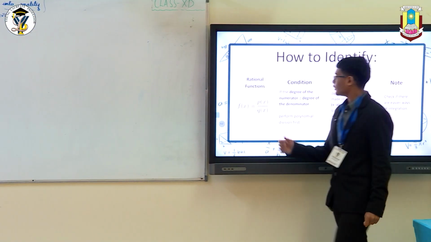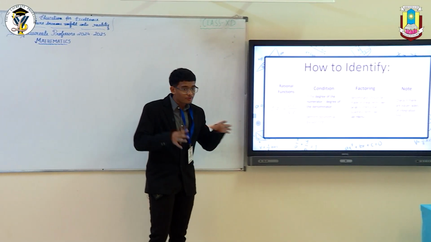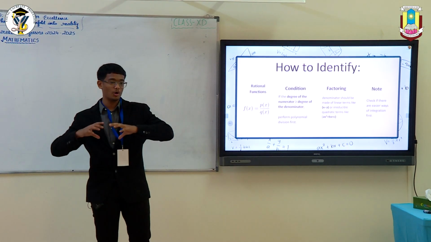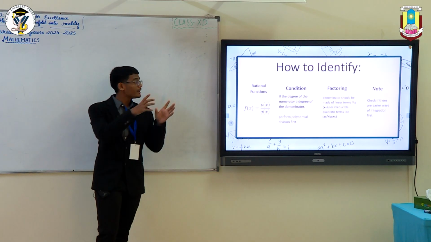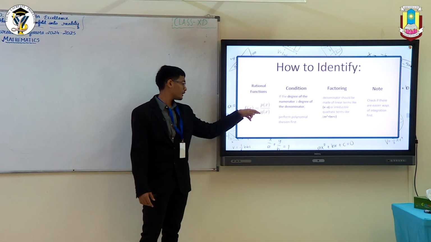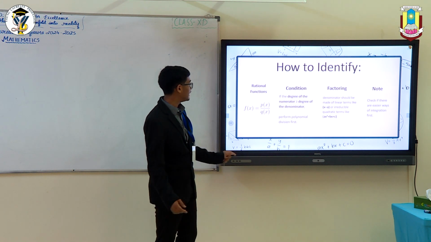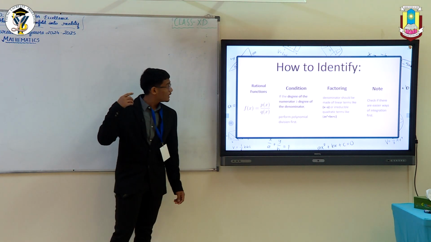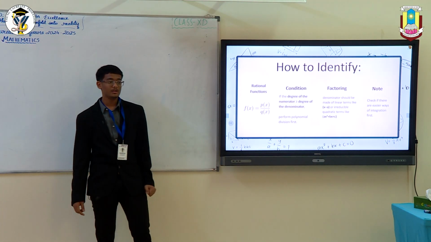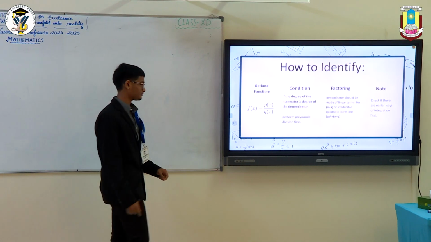So for using partial fractions, there are a few conditions. First, you have to check if the function is a rational function. Rational functions are functions which are a division of polynomials. And what are polynomials? They are expressions with whole number degrees. And the Q(x) here should not be 0. That's it. The second condition is that the degree of the numerator should be less than the degree of the denominator. And if it is equal to or greater, then you have to perform polynomial division.